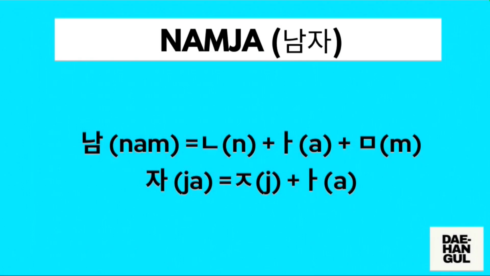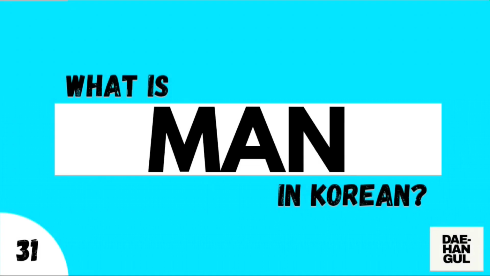How do we write namja in Hangul? Let's divide it into two syllables. The first syllable nam could be written by writing first a neon character, followed by an a character, followed by a mium character. And then for the second syllable ja, we need to draw first a geon character, followed by an a character. And then we just need to combine this to form the Hangul of namja. And with that, you already know what is man in Korean.